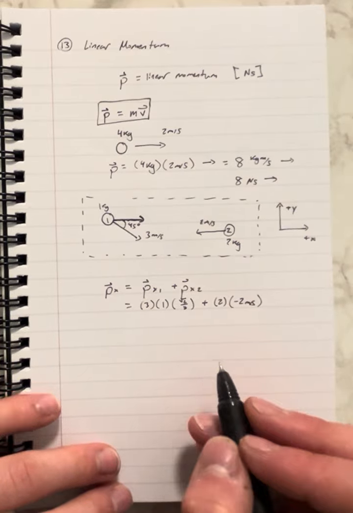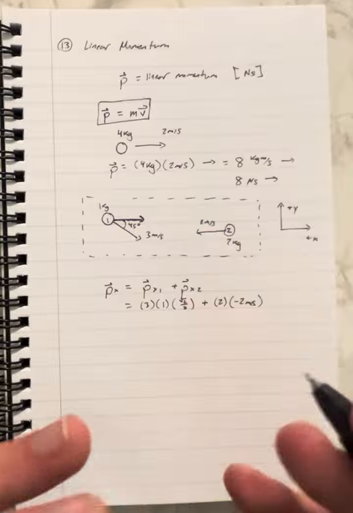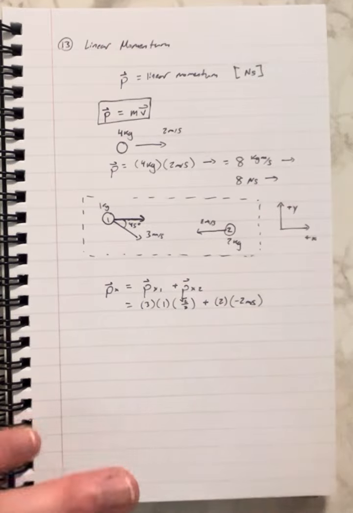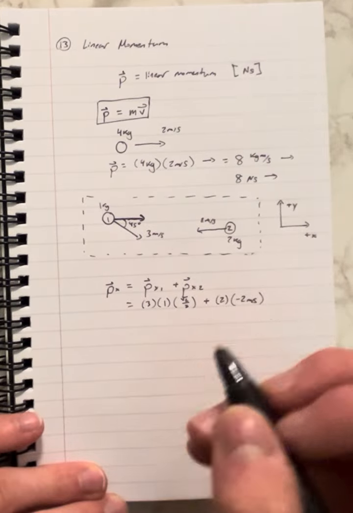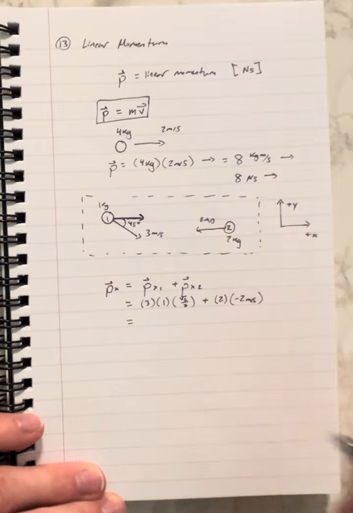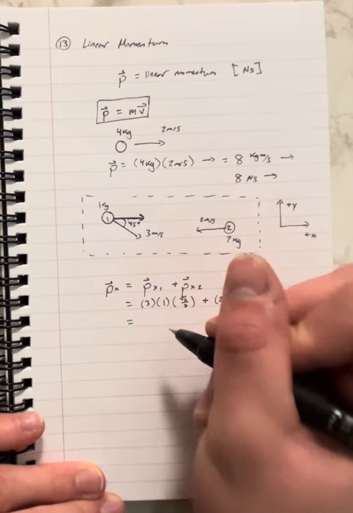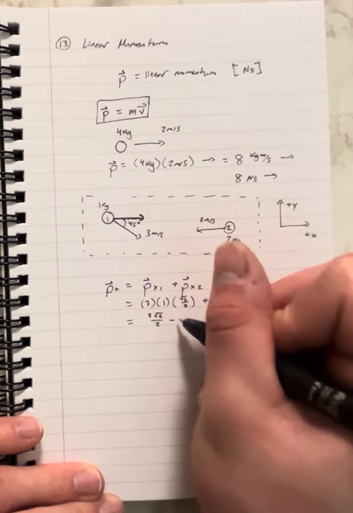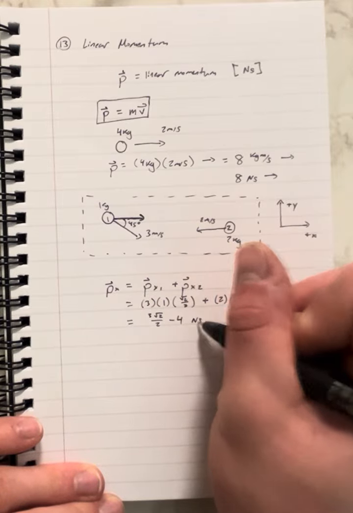Now this makes sense because this mass is moving in the opposite direction as this mass. So their momentum shouldn't add to a bigger momentum, right? If they were to hit each other, some of their momentums would cancel out. They wouldn't start going faster in a single direction. They would start going slower. So that's why we have to treat momentum as a vector. And this is equal to, I guess, 3 root 2 over 2 minus 4 Newton seconds in the x direction.